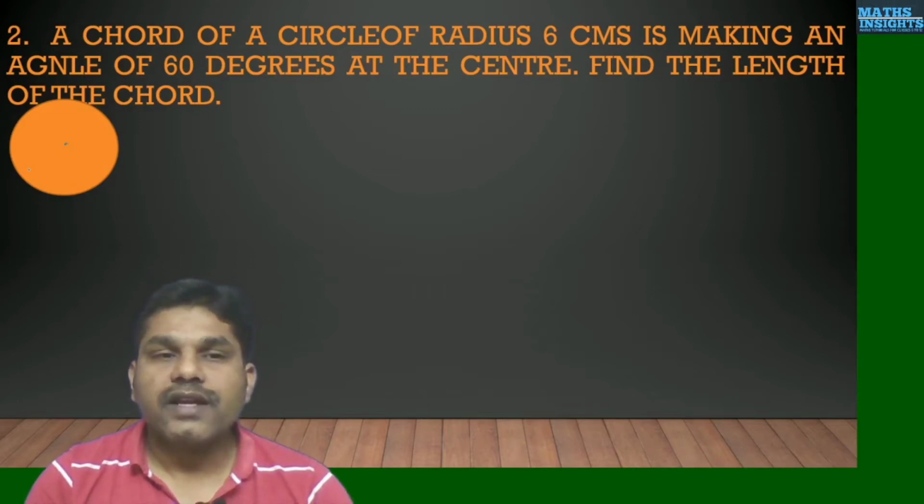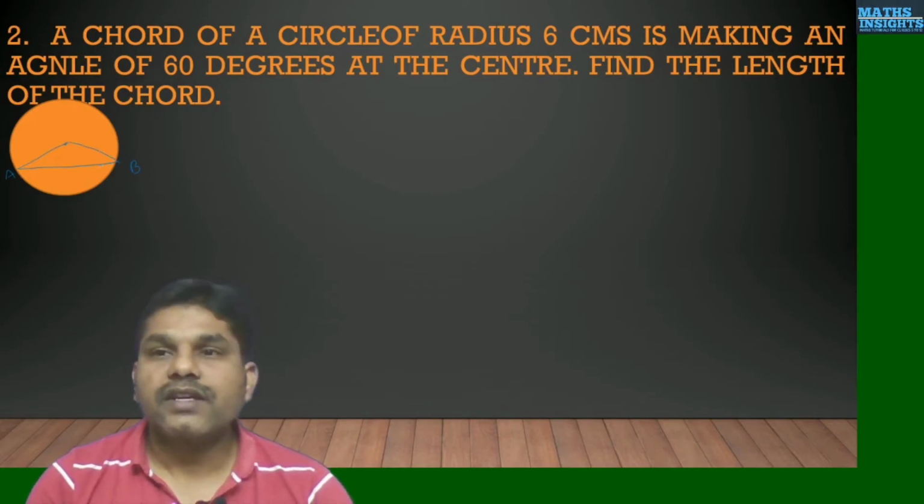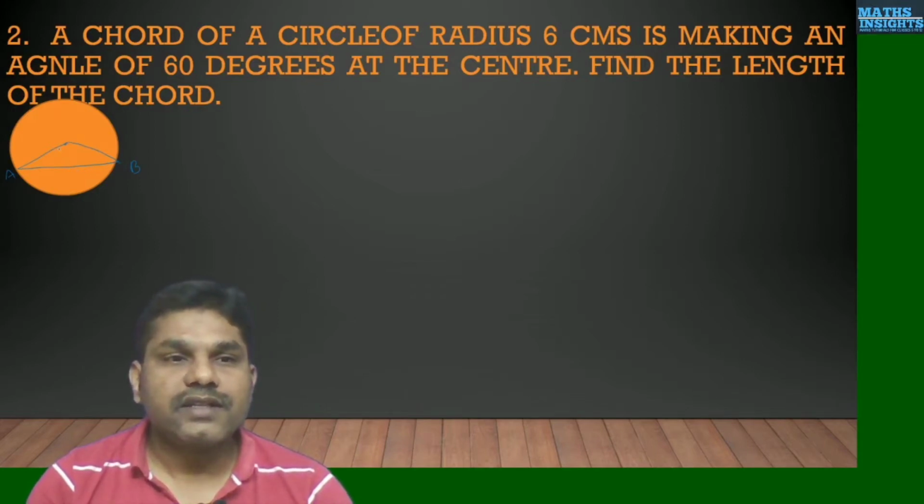Okay. They are saying a chord. All of you know what is meant by a chord. If this is a chord, let it be AB. Now they are saying that this chord is making 60 degrees at the center, means this is 60 degrees. Okay. Now it's clear. Then find the length of the chord. You have to find the length of this AB.